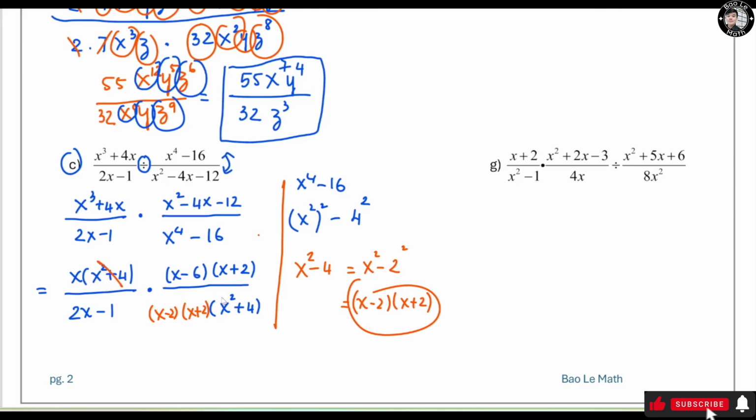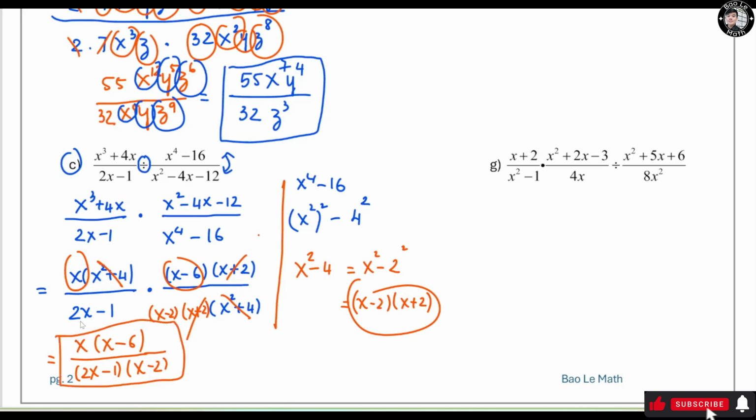Now this one and this one cancel out. This one and this one cancel out, right? So you have s right here left times s minus 6 over the bottom, 2s minus 1 times s minus 2, right? This one is the final answer.